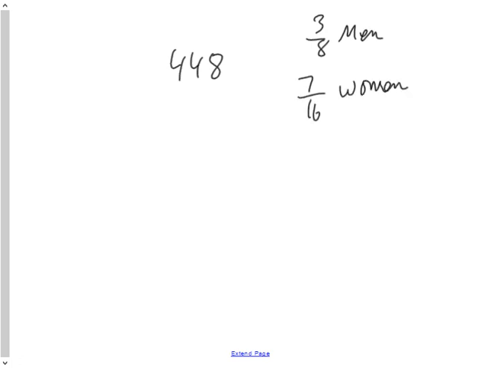Question number 16. At a baseball game, there were 448 people. 3/8 were men. 7/16 were women. What fraction were children? So the first thing I need to do is figure out how many men and women there were by adding them together.